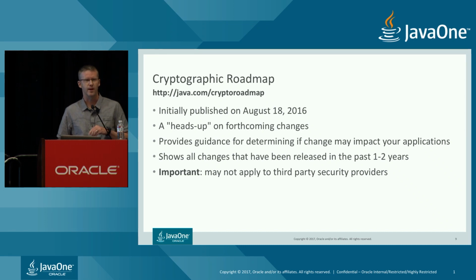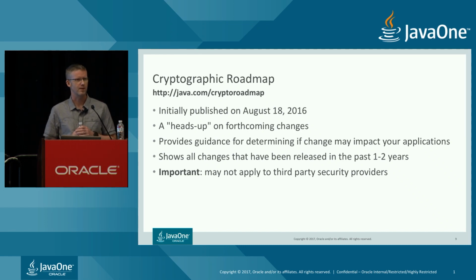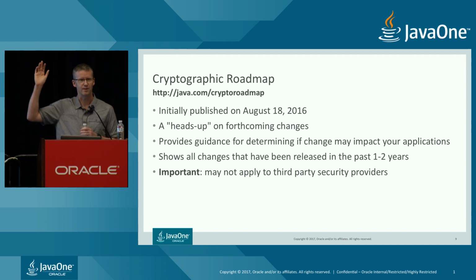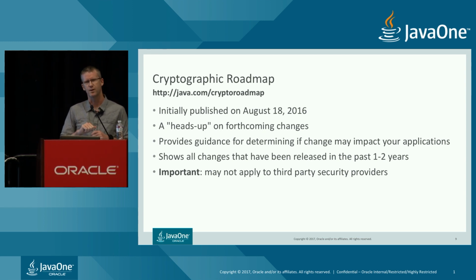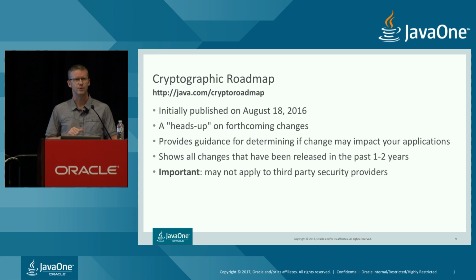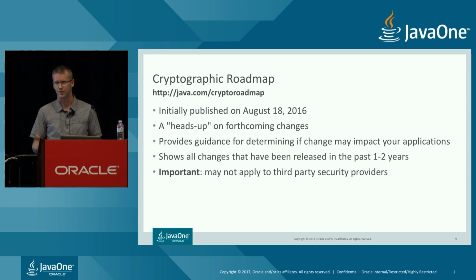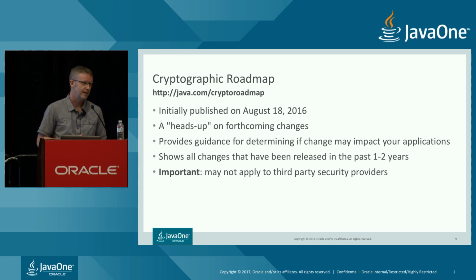Okay, the cryptographic roadmap. Has anyone seen the cryptographic roadmap at that URL? Raise your hands. Oh, wow, okay, a few of you. Okay, so the cryptographic roadmap was about a year ago initially published on August 18th, 2016. What we found is that while we're working on these changes to make the JDK more secure by default, we needed a better mechanism to tell you, the users, that these changes were coming. In other words, a heads up. Many of these changes have some compatibility impact, so you need to be aware that they may be coming in case your applications may be impacted.